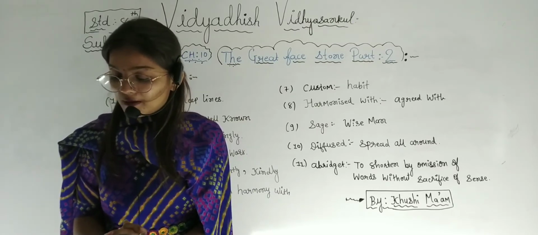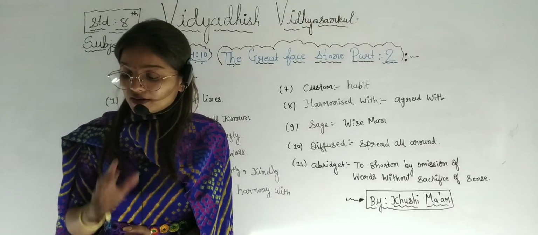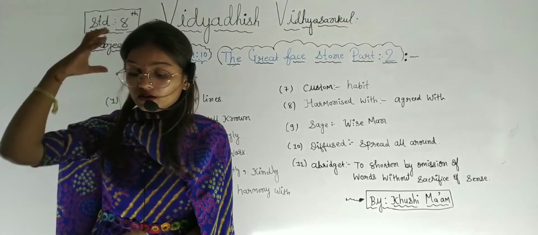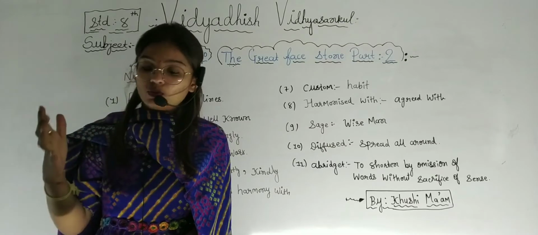Sage means wise man. I never saw a wise man like that, with a face like the great stone face. It means that with time, the white hair that Ernest has is spread all over with harmony.